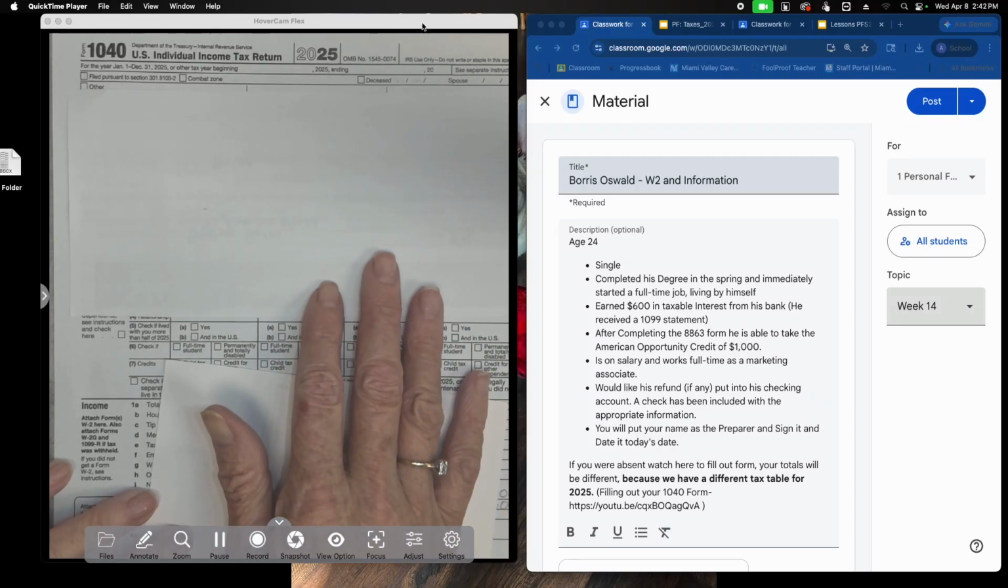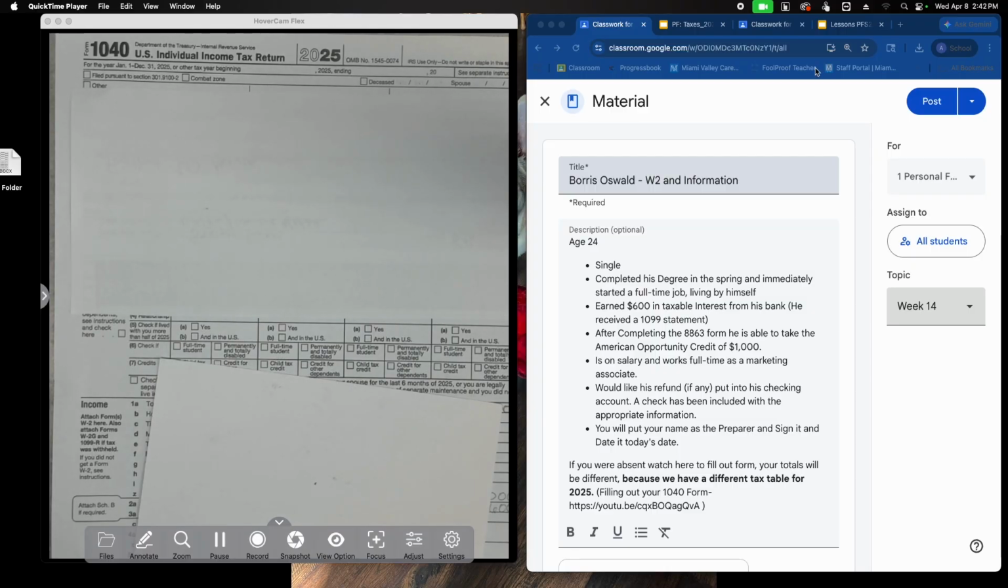Today we're going to learn how to file taxes, and we are going to do Boris Oswald. He is 24 years old. He's single. He completed his degree in the spring and immediately started a full-time job living by himself. He earned $600 in taxable interest from his bank. He received a 1099 for that.